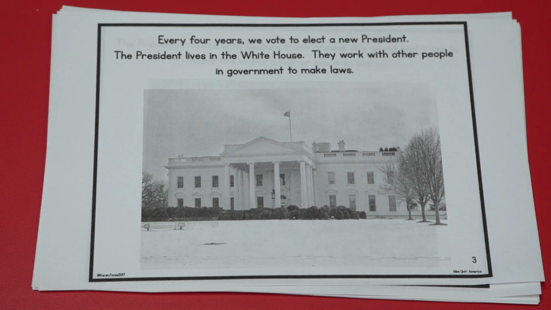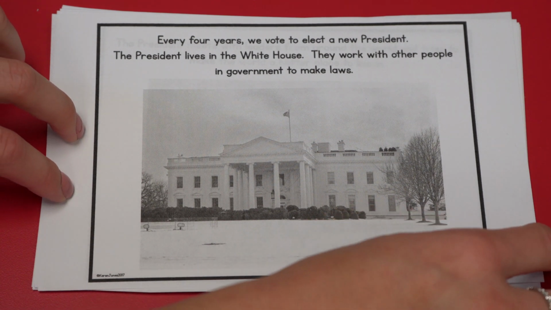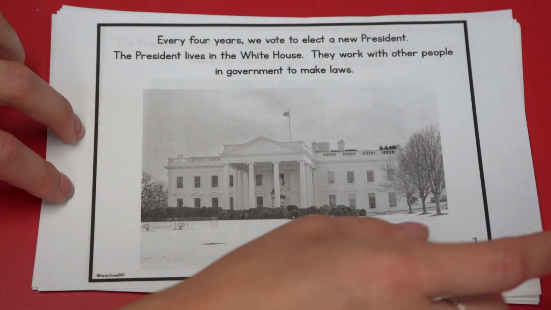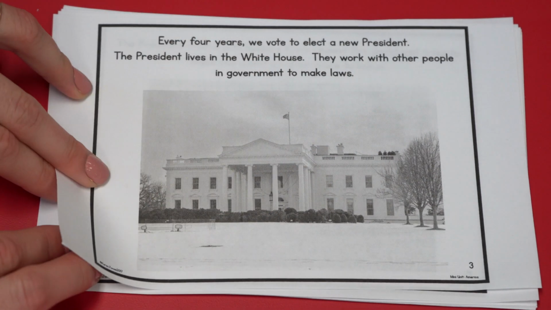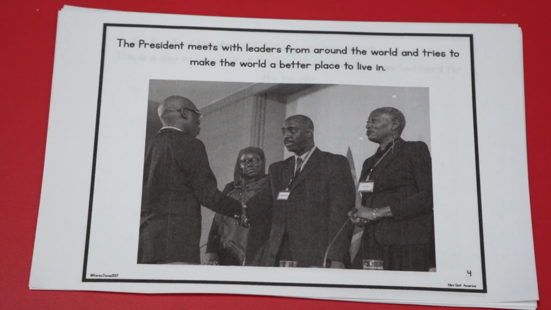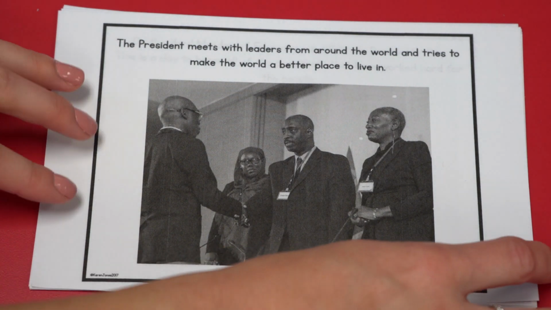Every 4 years, we vote to elect a new president. The president lives in the White House. They work with other people in government to make laws. And remember, last time we talked about voting, so when you're 18, you can vote to elect a new president. The president meets with leaders from around the world and tries to make the world a better place to live in.